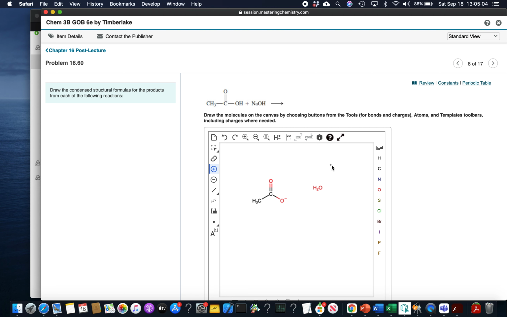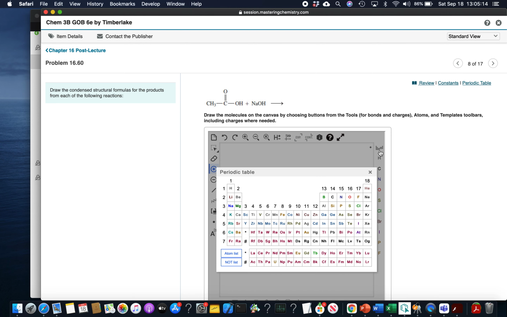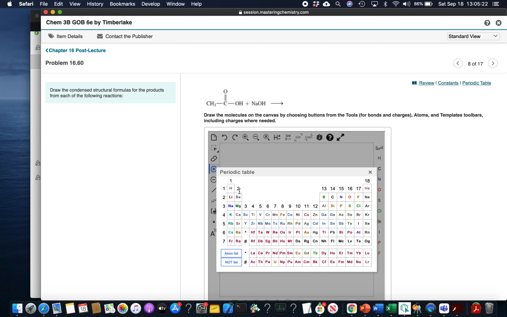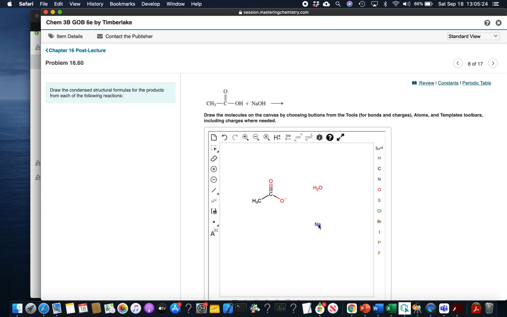All right, and then the last thing I'm going to need to do is, I got my carboxylate, I got my water, but I still need to pay attention. Where's this sodium? So for that, we're going to go now to the periodic table. This is how you select everything. This menu here is kind of like a hot bar of all the more popular ones. But I'm going to go in and select sodium.